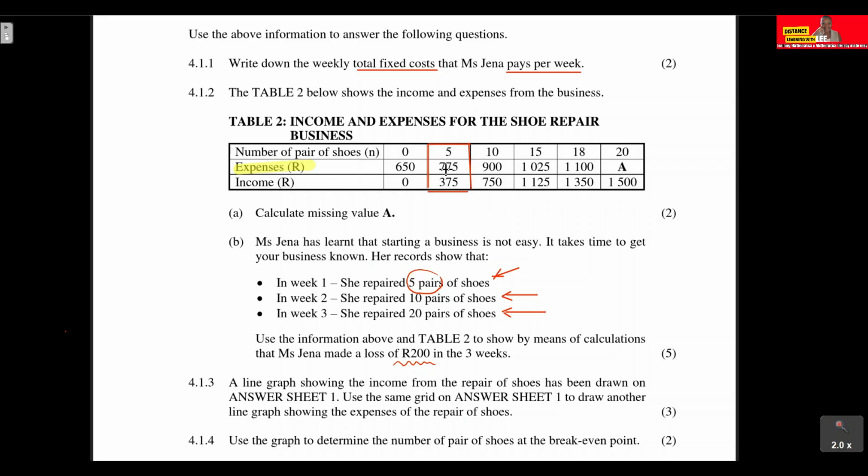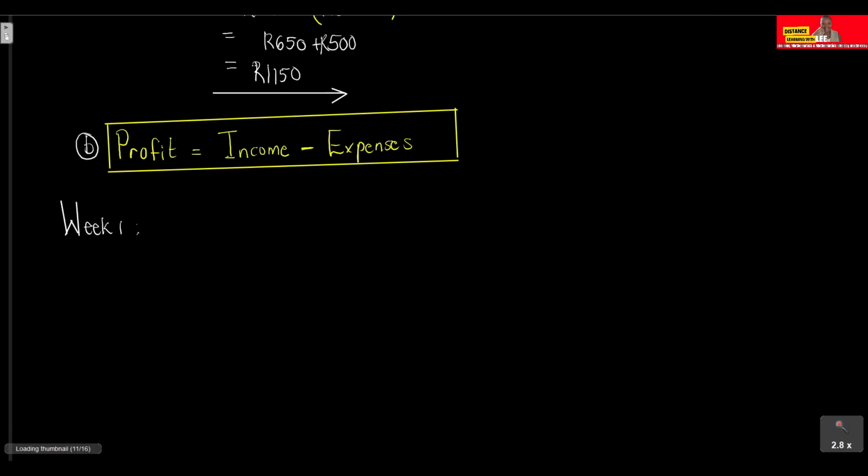Okay, so for us to then get our profit, we're just going to take the 375 minus 775. So we can already see that in week 1, she worked at a loss. You can see that her expenses are more than her income. So she was working at a loss in week 1. But we can prove that as well with the formula that we are going to use.